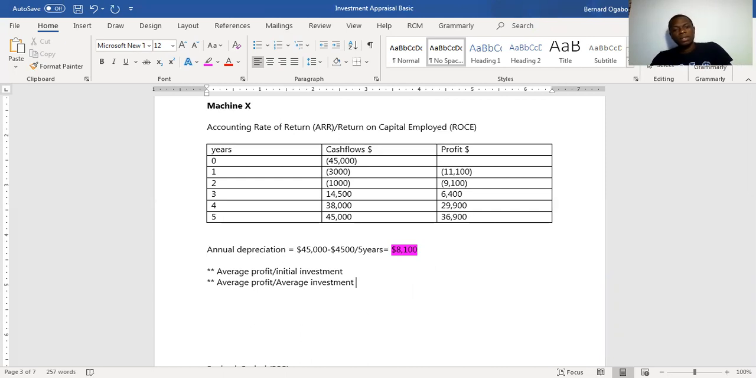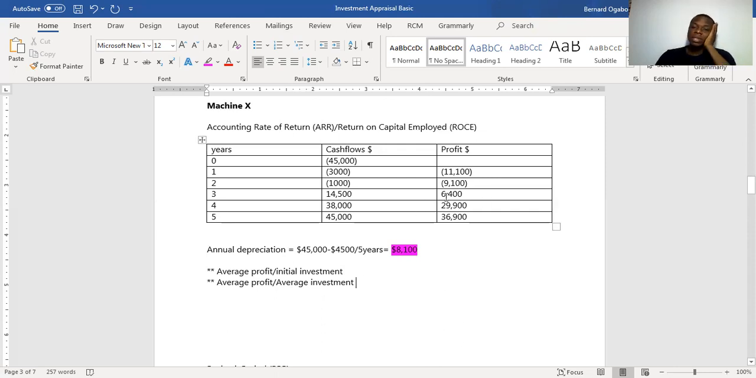If we are following the second formula, simply average investment is initial outflow, which is 45,000 in this case, plus scrap value of 45, divided by 2. But we are going to be using average profit all over initial investment.